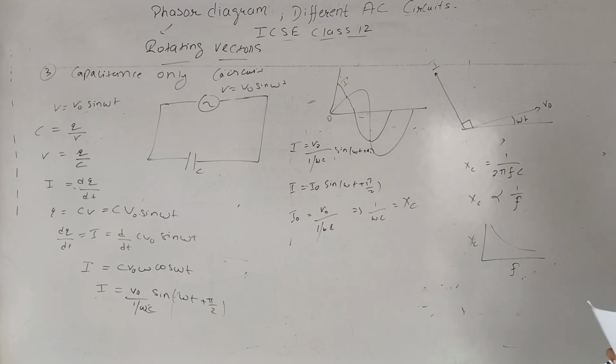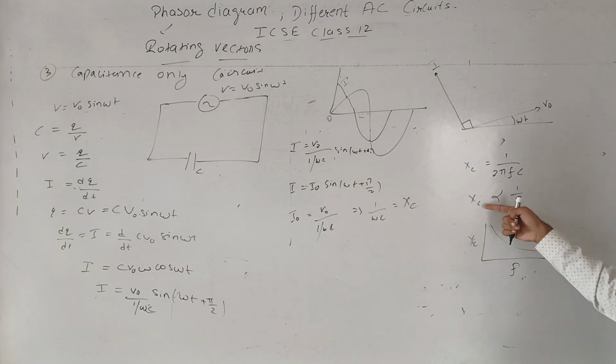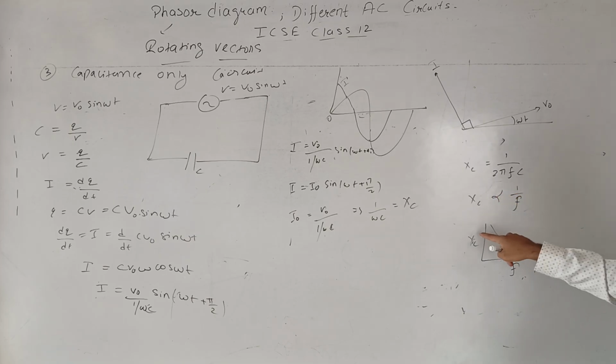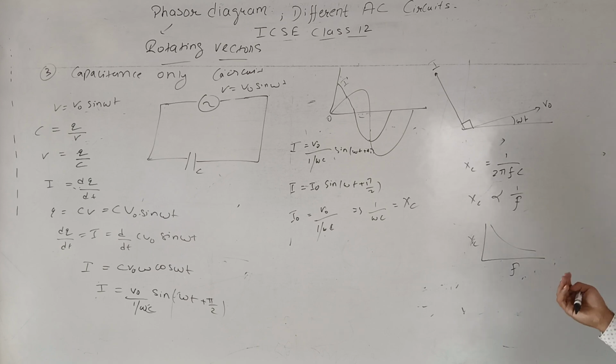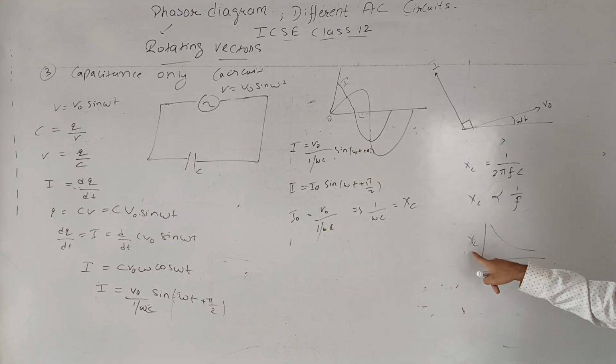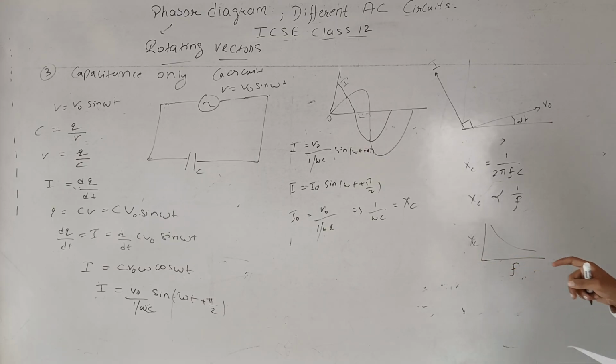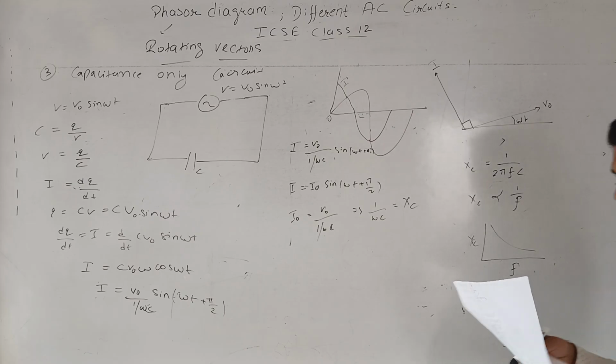That is why a capacitor will block DC, because for DC the frequency is 0, and when the frequency is 0, the capacitive reactance is infinity. Therefore, direct current cannot pass through the capacitor. But for current of very high frequency, the capacitive reactance is very less, so that current can easily pass through the circuit.